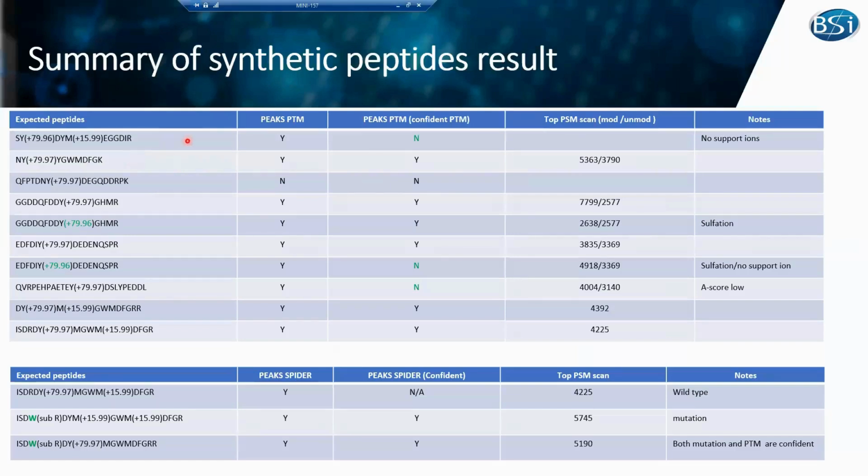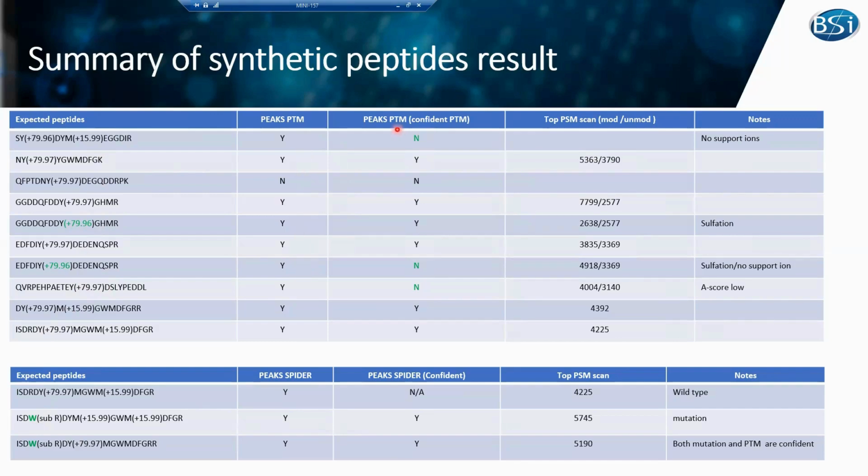Okay, so that's the basic result. Then I do just a summary of the result. You can see that this is the peptide sequence offered by the paper. For this sequence, we know the PTM and we know the mutation in each position. We search it in PEAKS PTM, okay? We usually can find them.